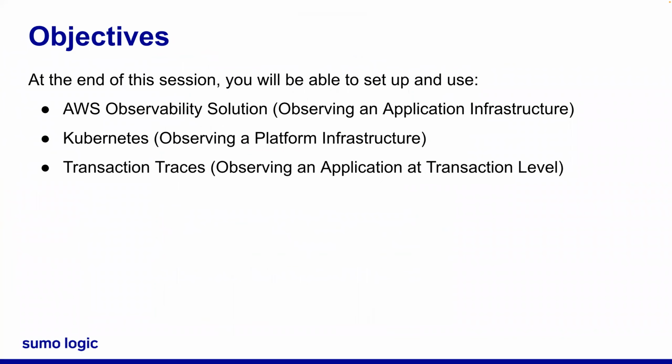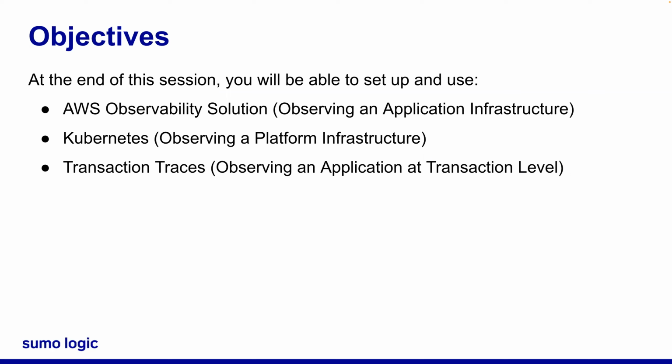Now the objectives for today, what are we doing and why are we doing them? The goal of today's session as a whole is to demonstrate how to set up an observability solution for monitoring and observing a modern application with its infrastructure. So how do we do that? What we're going to do in this session is learn 3 things: how to set up the AWS observability solution, utilizing CloudFormation templates, and use it efficiently to observe an app at the stack level.